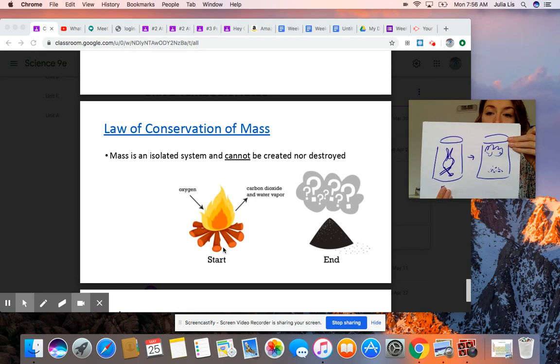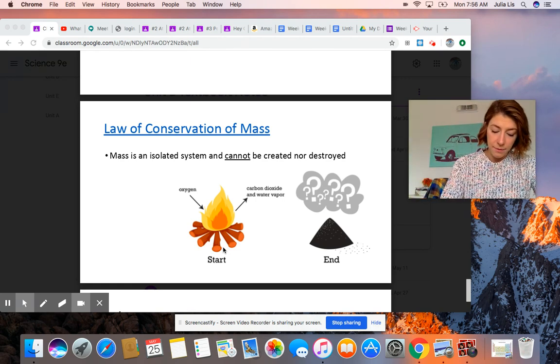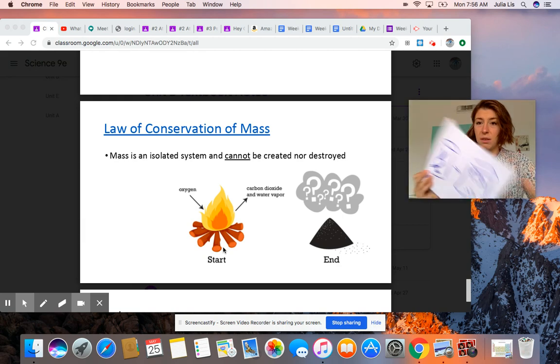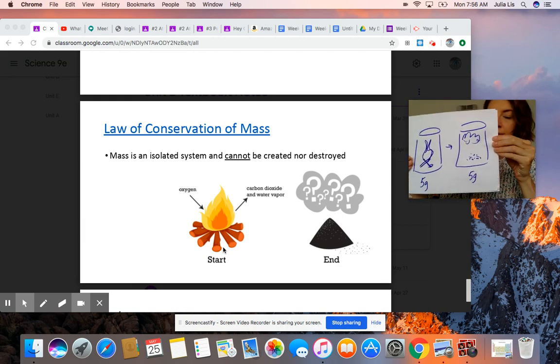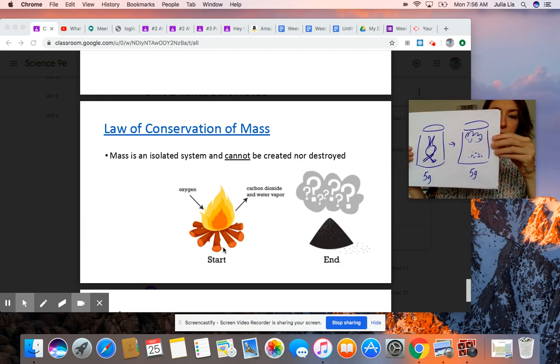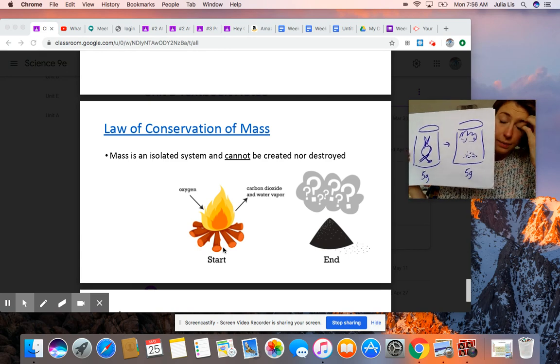This container would also still weigh 5 grams, even though to us, it doesn't really make a lot of sense. You had a bunch of heavy wood, and then now you've burnt it, and it's gone. Where did it go?